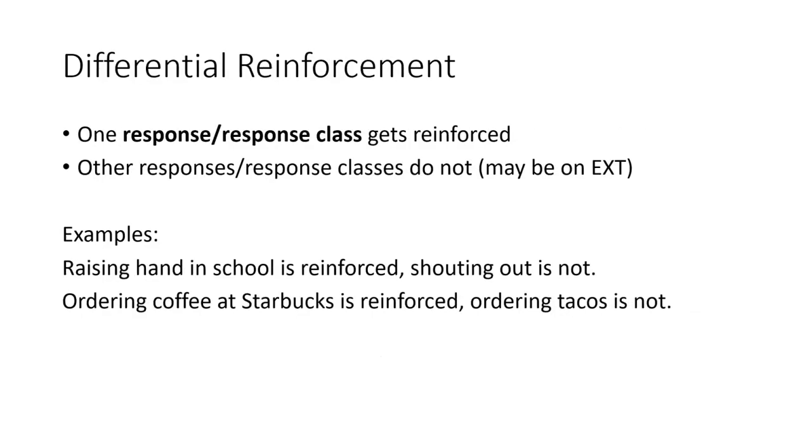So then we also have differential reinforcement. Differential reinforcement is where one response or response class gets reinforced. So reinforcement starts with an R, response starts with an R. That's something that you could use to help you remember that. So a particular response or response class contacts reinforcement, and other responses and other response classes do not contact reinforcement. So they may be on extinction if there is a history of reinforcement of those responses in the past.